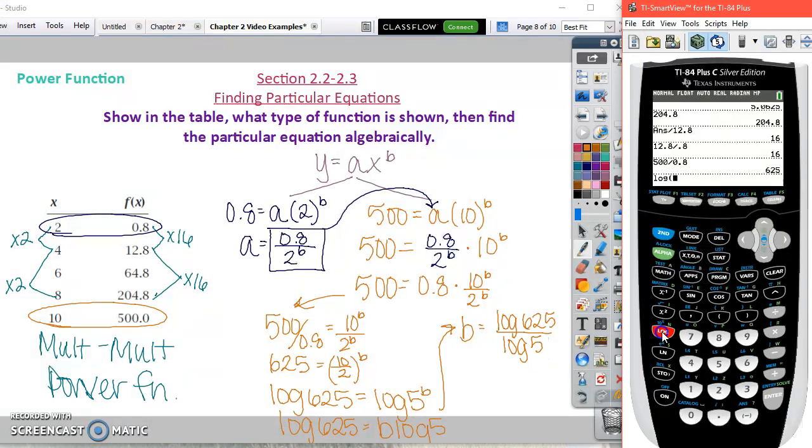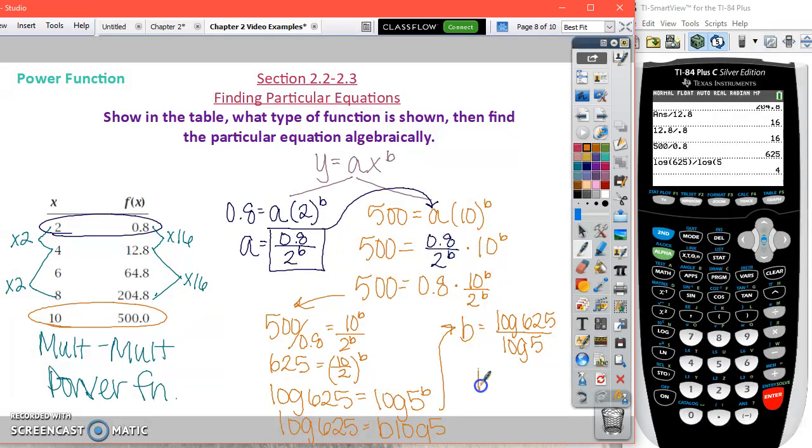I'm going to go ahead and type this into our calculator. So we'll have the log of 625, make sure to end parentheses, divided by the log of 5. And we end up getting a nice number, which is 4. Keep in mind that we had two unknowns. We had to find a and b. Now that I know b, I'm going to plug it into the equation where I solved for a.